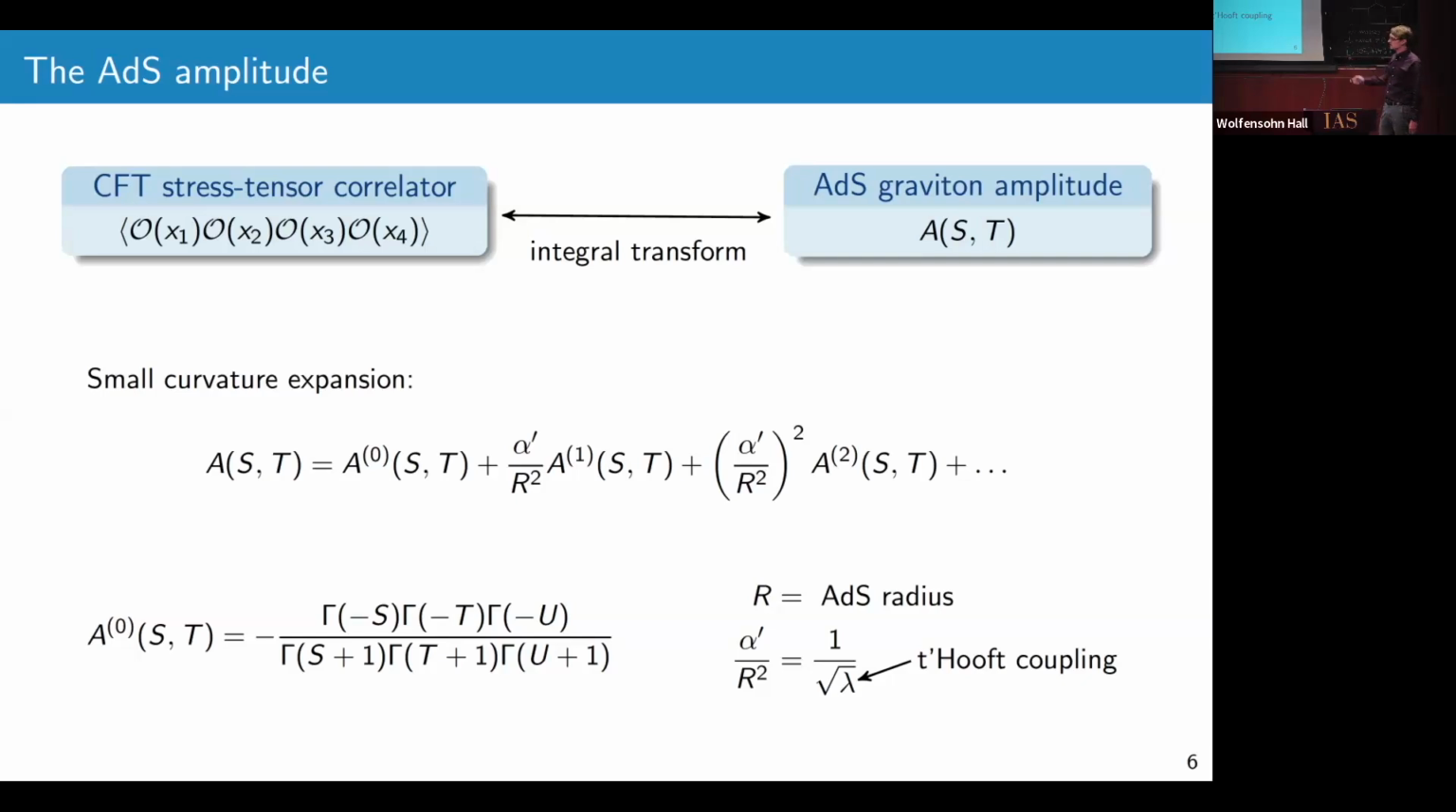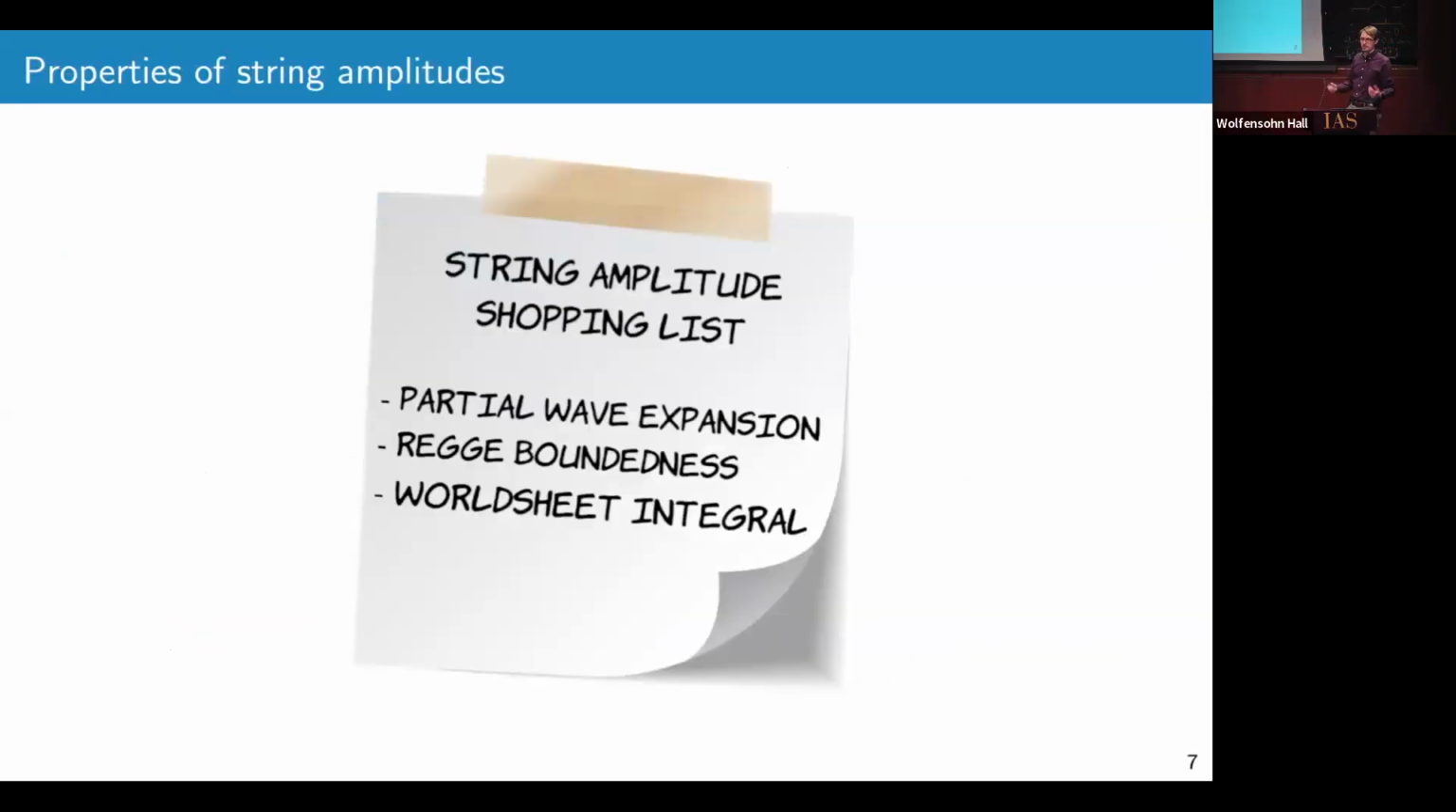And the leading term is the flat space Virasoro-Shapiro amplitude, where S, T, U are Mandelstams in units of alpha prime. And if you're missing the polarizations of the gravitons, that's because we left out an overall prefactor that is fixed by supersymmetry. A1 and A2 are the first 2 curvature corrections, and I will tell you how we managed to fix them. And in order to fix them, we use some general properties of string amplitudes. So I made here this list. We have the partial wave expansion, Regge boundedness, and the existence of a worldsheet integral. In this version of the talk, I will only talk more about the partial wave expansion and the worldsheet integral.